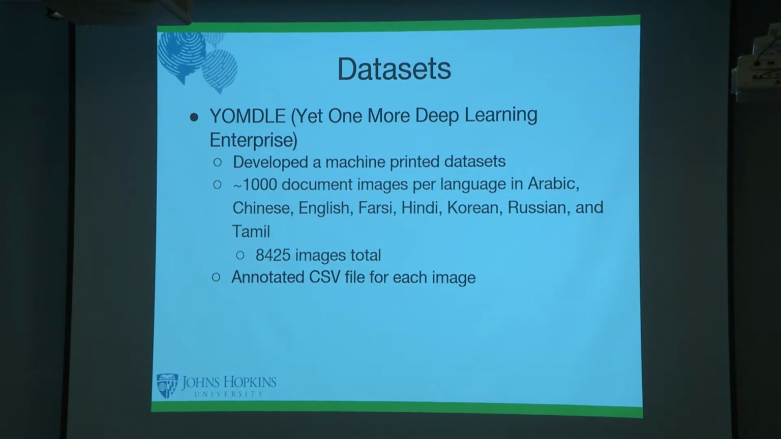So now I'll go into a little bit about the different data sets we used. I mainly worked on the YAMA data set, yet one more deep learning enterprise, another machine learning specific data set made up of 1,000 document images in several different languages, so about 8,000 images total. One of the main things I did this summer was augment images in this data set. And besides having the images, they also had annotated CSV files for each image. These CSV files contain different bounding boxes on all of the images so that you could grab that text and then use that to train the TensorFlow model.